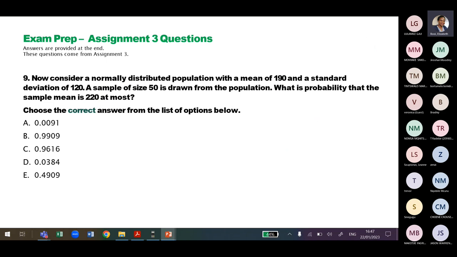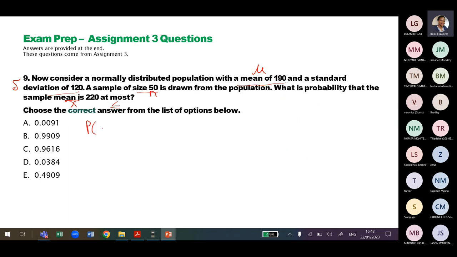Okay, now consider a normally distributed population with the mean of 990 and the standard deviation of 120, with a sample size of 50 drawn from the population. What is the probability that a sample mean is 220 at most? There are a couple of things that you need to identify from here. They have given you the mean, the standard deviation, the sample size, and the sampled mean, and they're asking you at most. We have been doing at most the whole time. I'm just going to write it. It's less than or equal to.